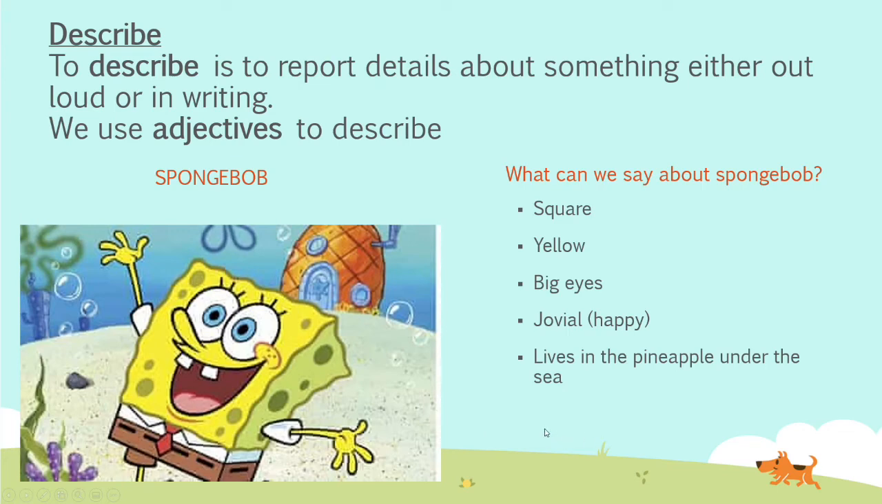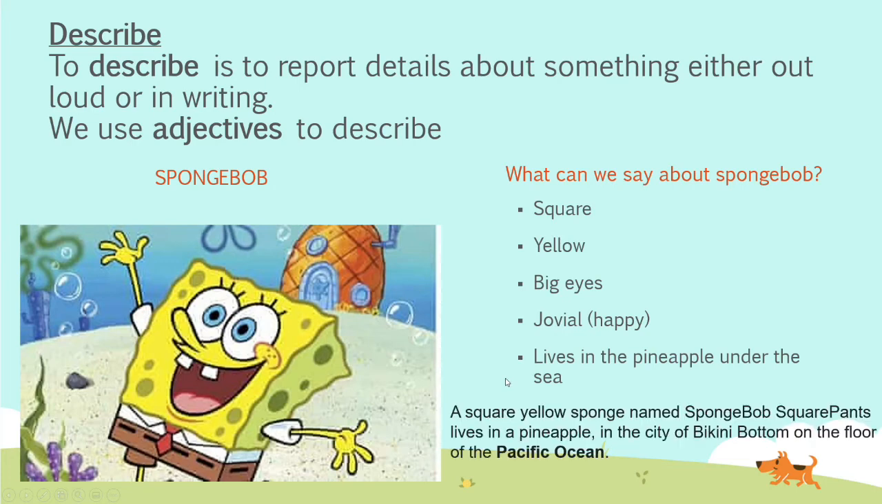So those are all adjectives. Okay, from this short answer, we turn it into a sentence. For example, here, a square yellow sponge named SpongeBob SquarePants lives in a pineapple in the city of Bikini Bottom on the floor of the Pacific Ocean. So there's also an added information about Pacific Ocean here. But what I want to show you is how from this one short answer you turn it into a sentence.